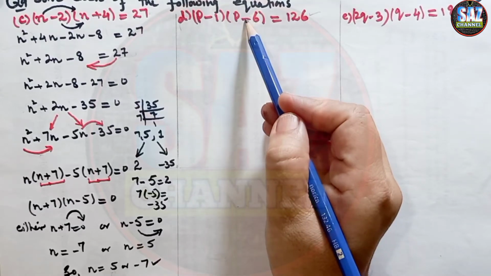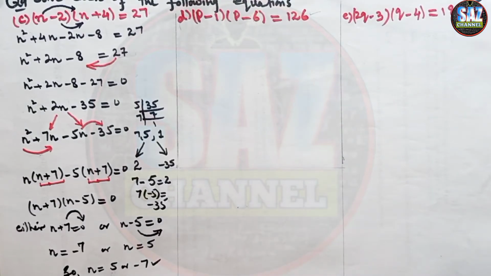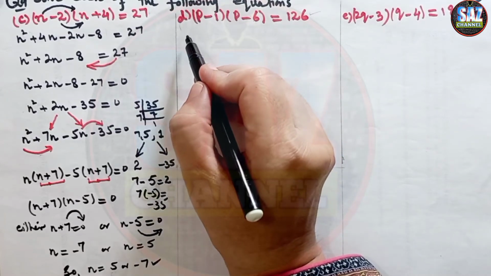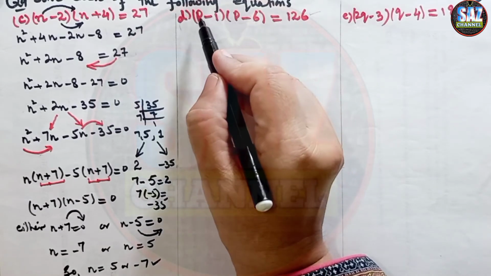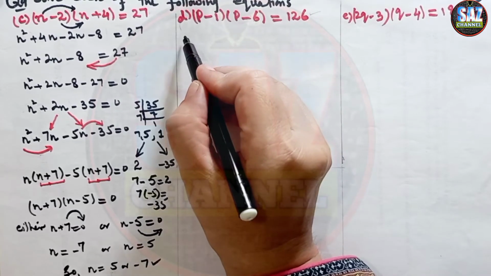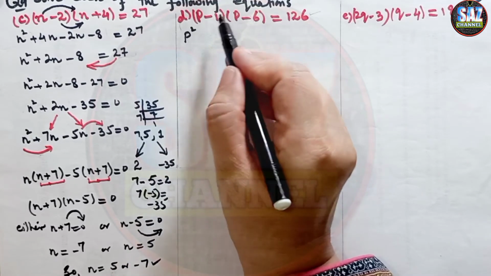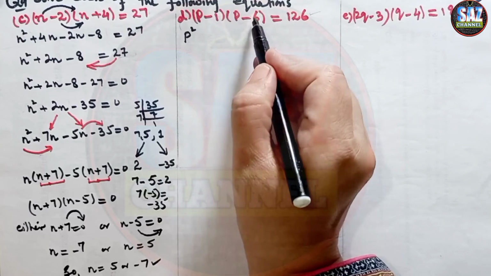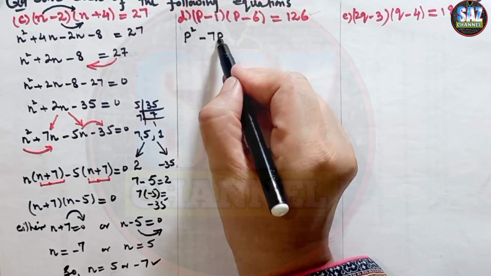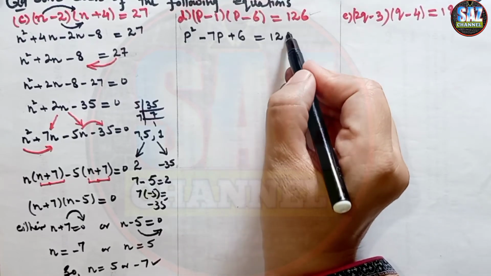Here first we have to simplify these two brackets. Here I'm going to play the magic, and I'm telling you, when the coefficient of the variable term is 1, okay students, look carefully, whatever is the variable, write down the power of that variable 2, and then add up these two numbers with their sign. 6 plus 1 is 7, minus 7p, and then multiply them, plus 6 equals to 126.